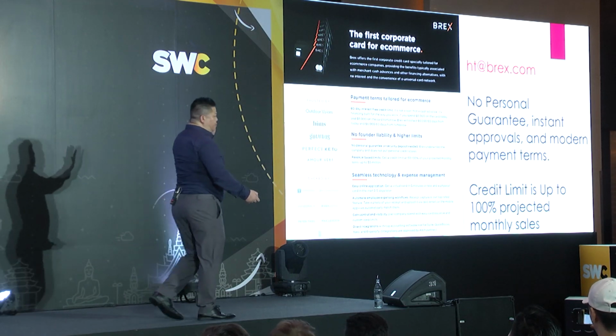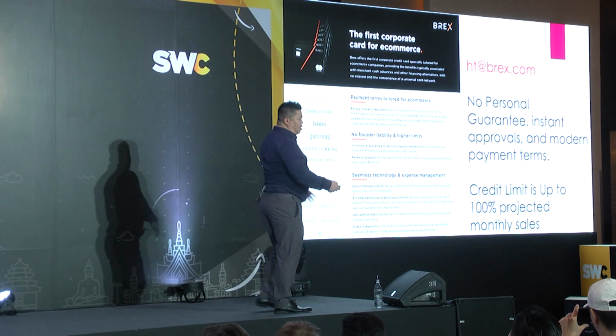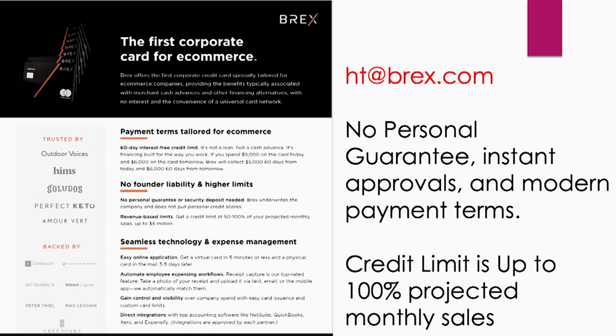So here, I know we talked about high priced products. I'm going to show you how to get some loans or get some money involved. So this is Brex. They're actually for US only. So there's no personal guarantee. It only looks at your sales history and it gives you 50 to 100% of your projected sales a month, and it's a credit card. So you can actually use this line to pay for your vendors. Okay, credit cards.